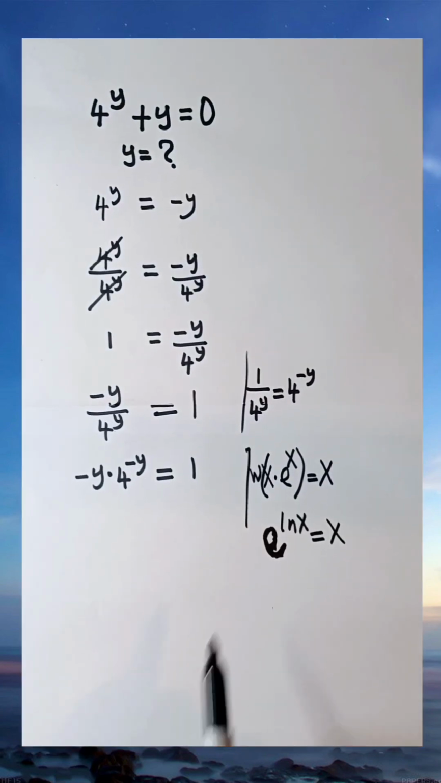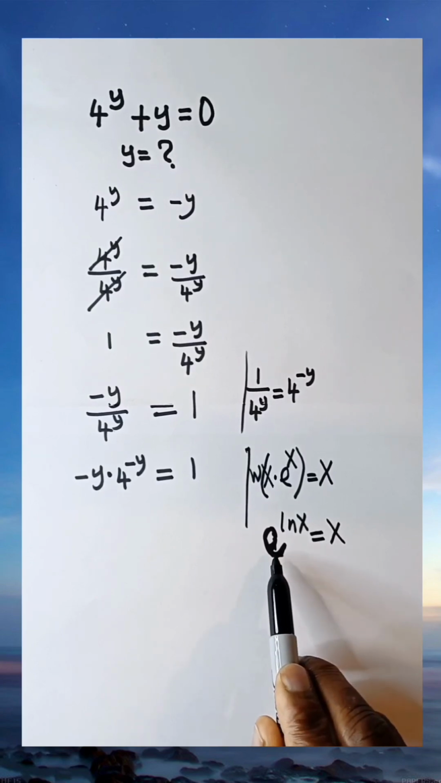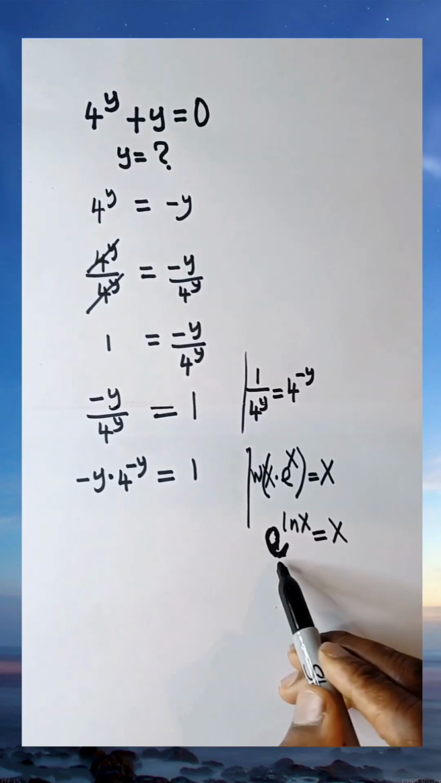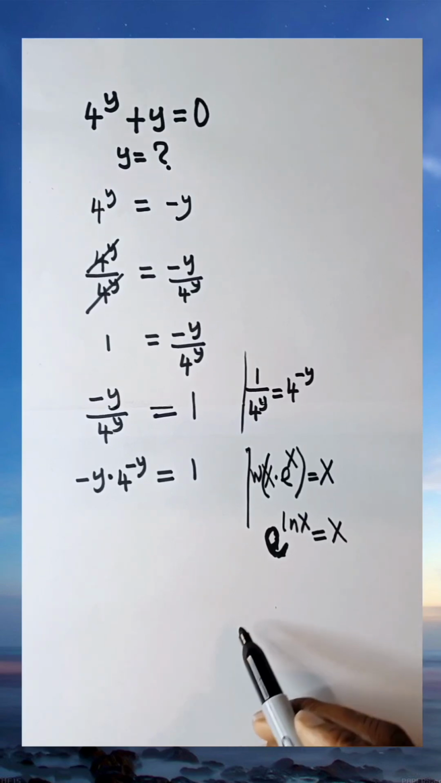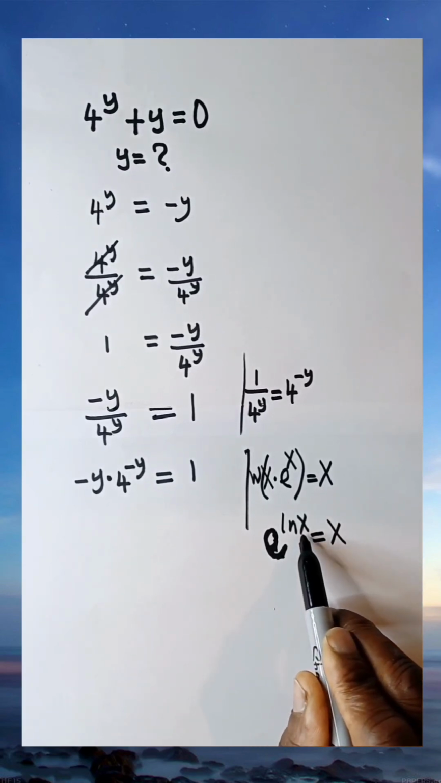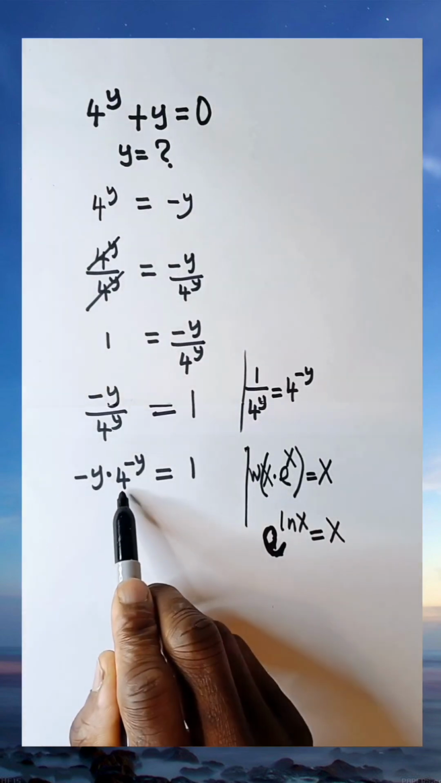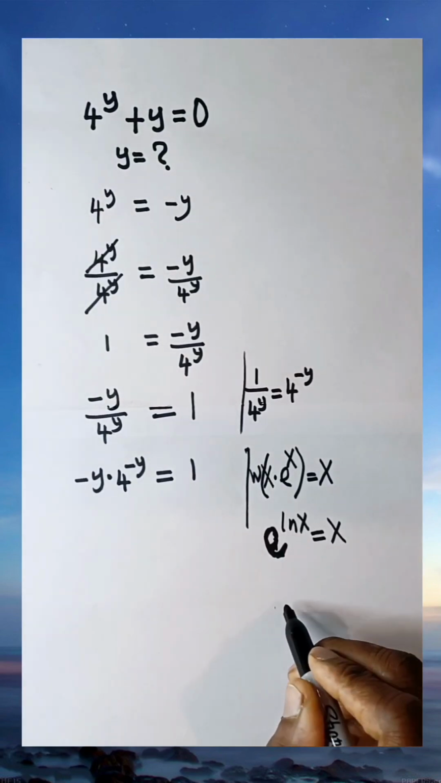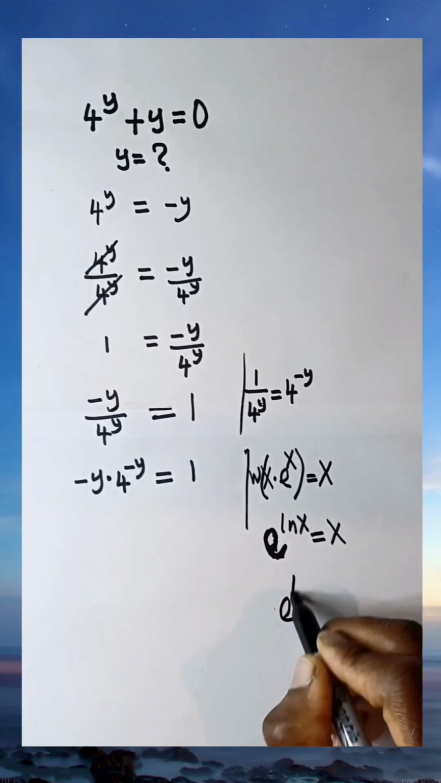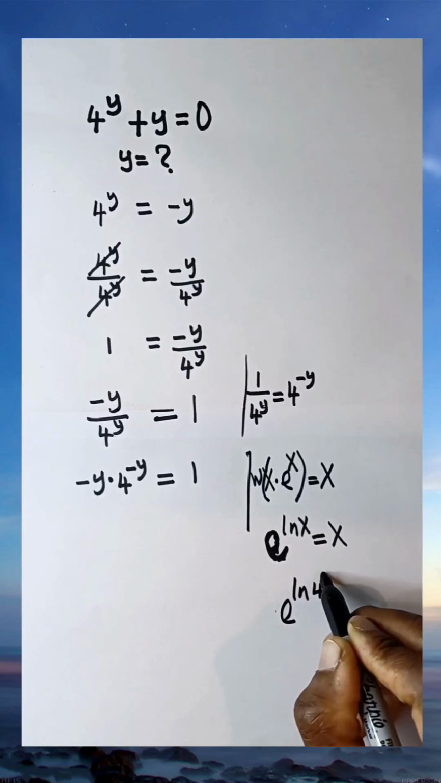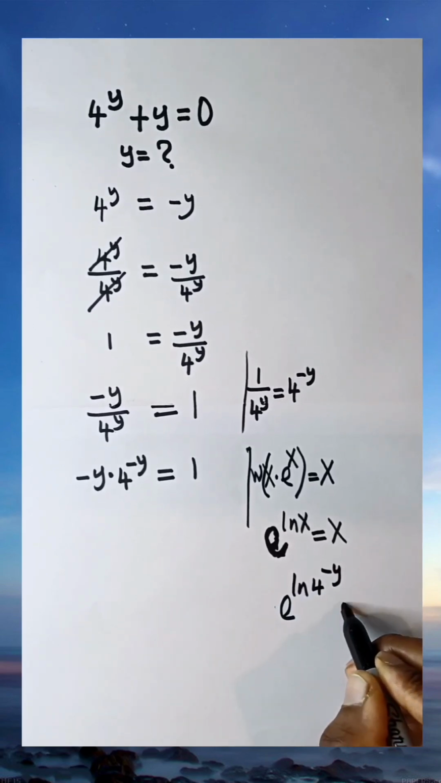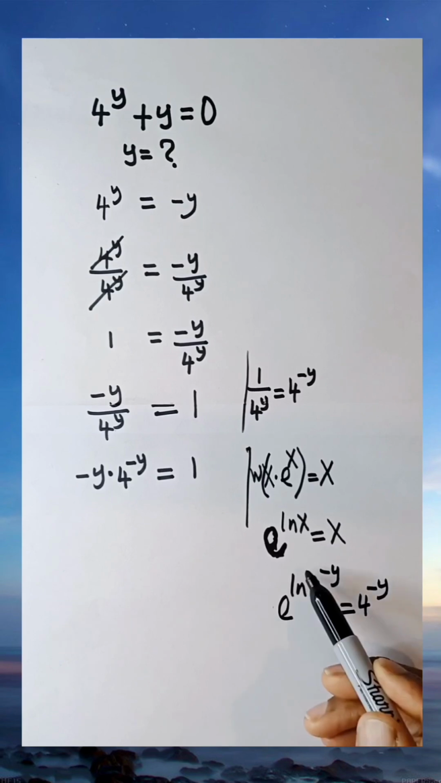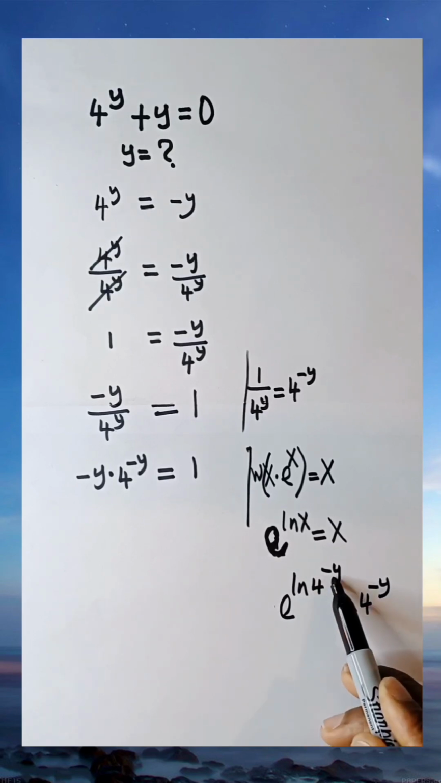so that we can apply the Lambert W. Now, let us consider this law of indices. If we have e raised to the power of the natural log of x, this is equal to x. Why? E and the natural log are inverse. They cancel out each other, so we'll be left with x. Okay, let us rewrite 4 raised to the power of minus y using this format. So we will have e raised to the power of the natural log of 4 raised to the power of minus y. Okay, and this is equal to 4 raised to the power of minus y. When e cancels out with the natural log, we'll be left with 4 raised to the power of minus y.